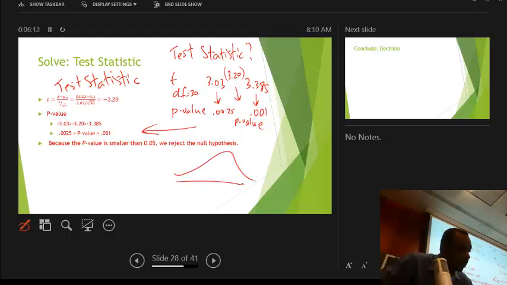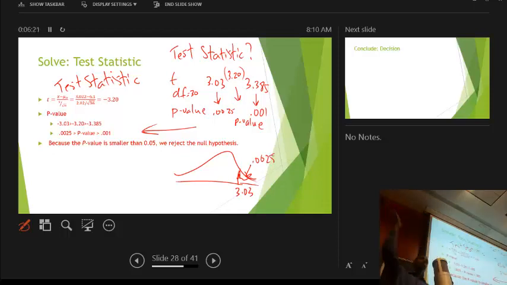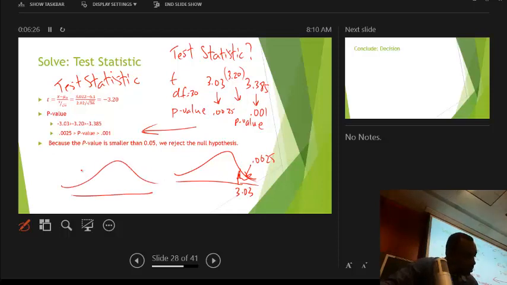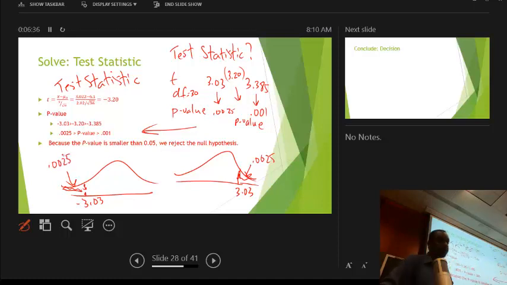All right, so here's 3.03 with some area of 0.0025, right? If I flip it, then this guy's got to be 0.0025 by virtue of symmetry. Yeah, I get that. I just mean from the negative 3.20, where did you get the negative 3.03? Like, how did you pick those two numbers?